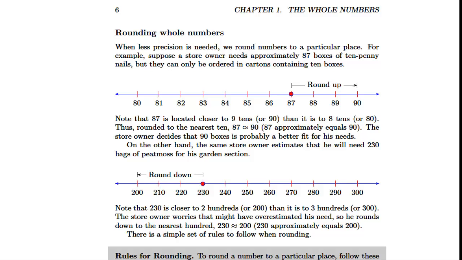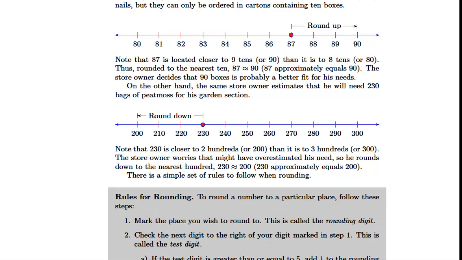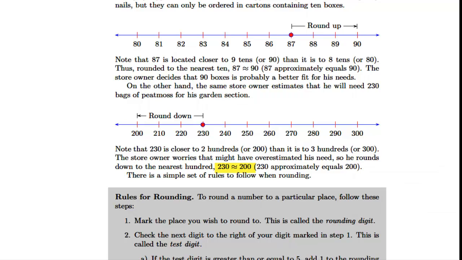On the other hand, the same store owner estimates that he will need 230 bags of peat moss for his garden section. Note that 230 is closer to 200s or 200 than it is to 300s or 300. The store owner worries that he might have overestimated his need, so he rounds down to the nearest hundred. 230 approximately equals 200. There is a simple set of rules to follow when rounding.